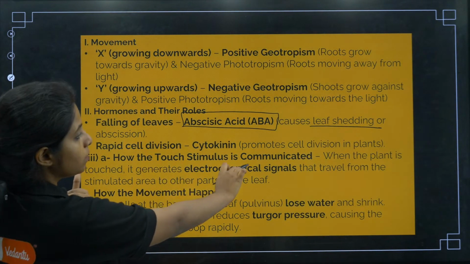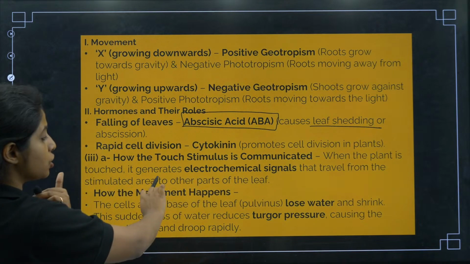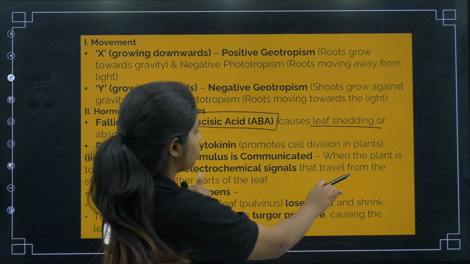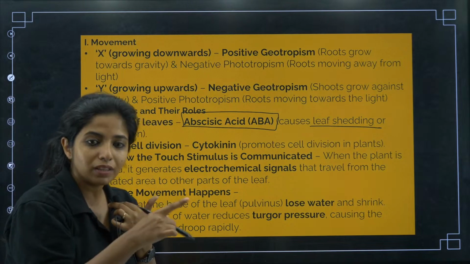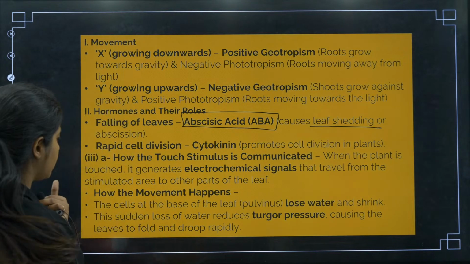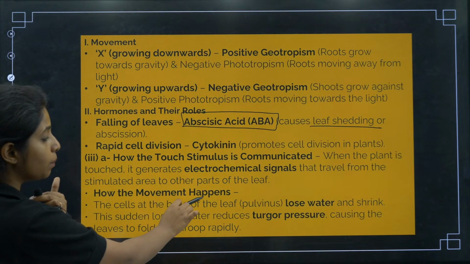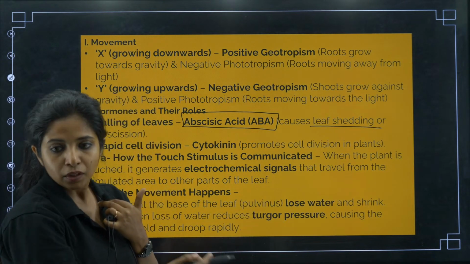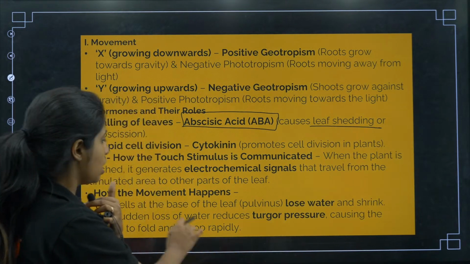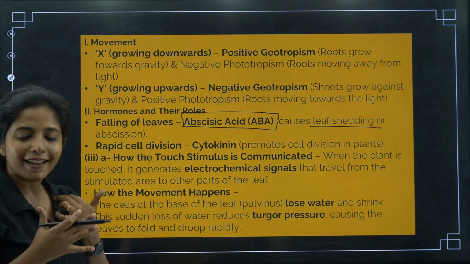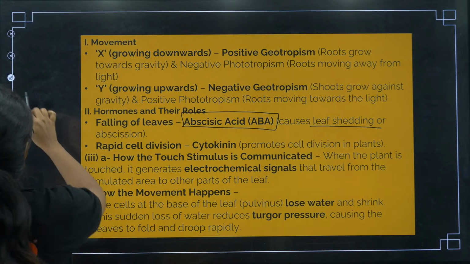So how is the touch stimulus communicated? When the plant is touched, it generates electrochemical signals that travel from the stimulated area to the other parts of the leaf with the help of ionic movements. Now how does the movement happen? The cells at the base of the leaf, that is pulvinus, lose water and shrink. The sudden loss of water reduces turgor pressure, causing the leaves to fold and droop. This is what you need to write.